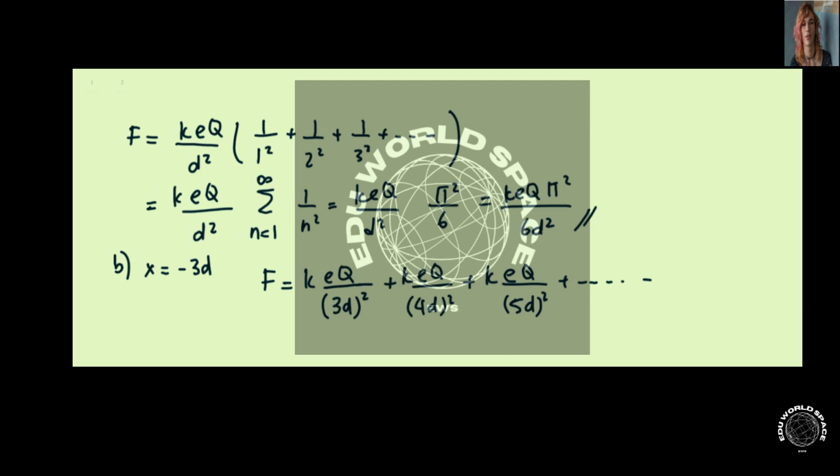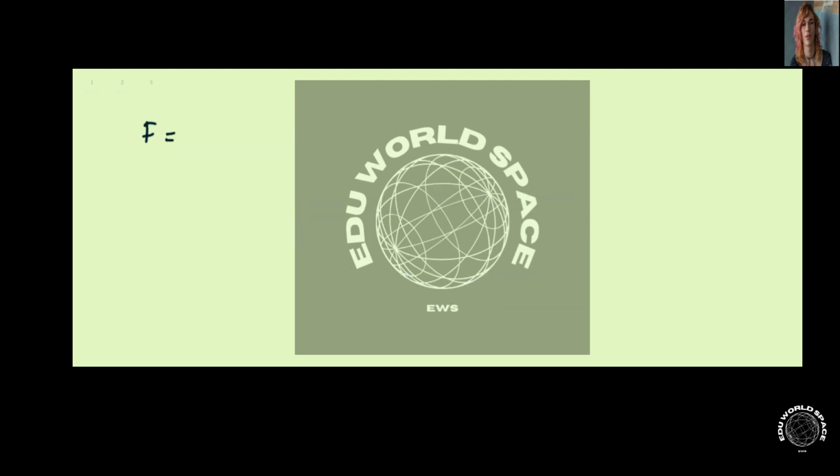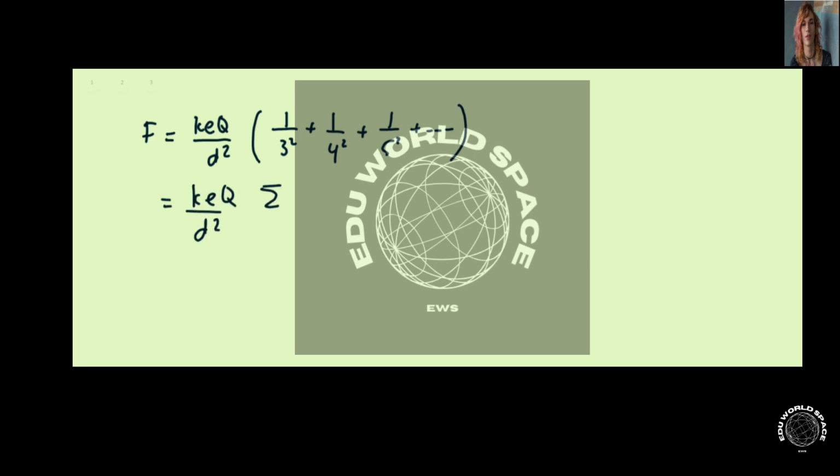Now we're not starting from 1 over 1 squared, but from 1 over 3 squared. So the force is KeQ over d squared times 1 over 3 squared plus 1 over 4 squared plus 1 over 5 squared, and so on. Let's look at what this term means. This means KeQ over d squared. If we write the expansion starting from n equals 1 to infinity of 1 over n squared, then we're including two extra terms here, 1 over 1 squared plus 1 over 2 squared. Well, we might as well subtract them to get to this term here in parentheses. So this is what we would have.